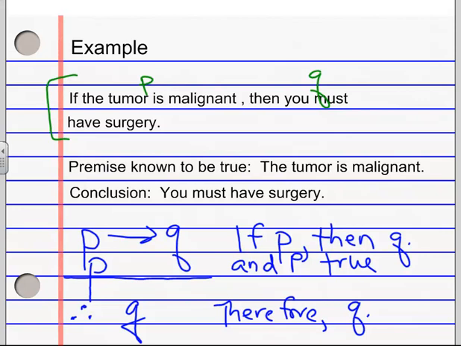If the tumor is malignant, then you must have surgery. The doctor says the tumor is malignant. The conclusion you come to is you must have surgery. So if P then Q and P, therefore Q.